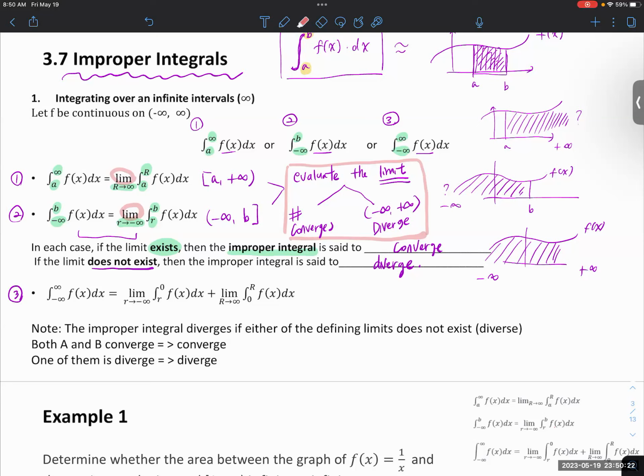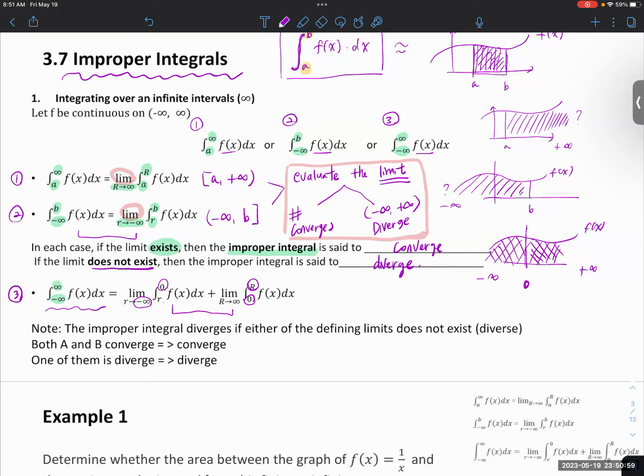The one last case is from negative infinity to positive infinity. So you have two scenarios. We're going to have a specific number, 0, in between. One is from negative infinity to 0. That's one term, from negative infinity and you stop at 0. And then the right side is going to be from 0 to positive infinity.